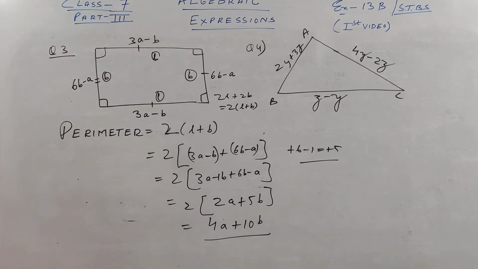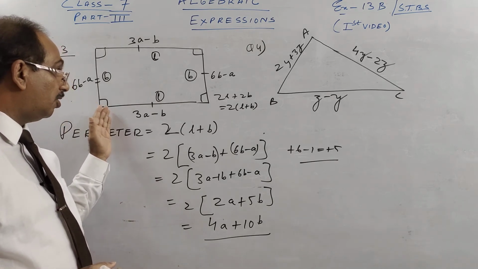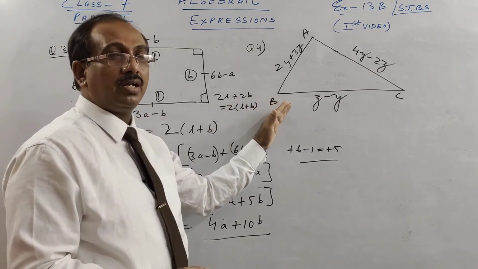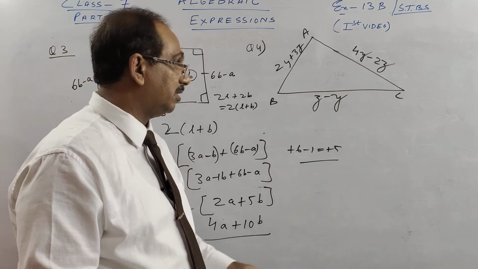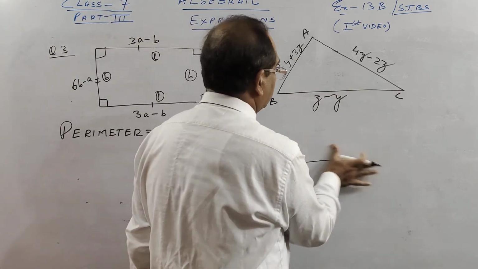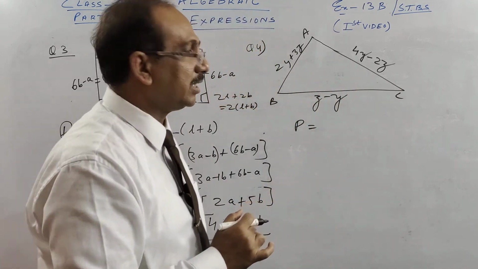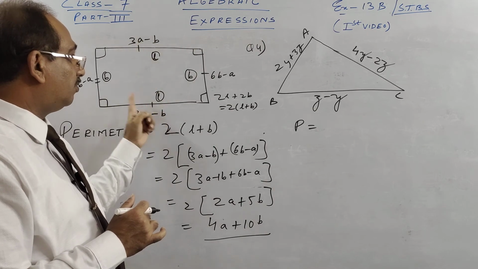So kindly pause the video and copy. Then we move on to the last question in this session. This was, children, about the perimeter of a rectangle, and here we have a triangle. Question 4: 3 sides of a triangle are given, and we have to find the perimeter. Perimeter is the sum of the 3 sides. Here in the rectangle we had 4 sides, but lengths were equal and breadths were equal.